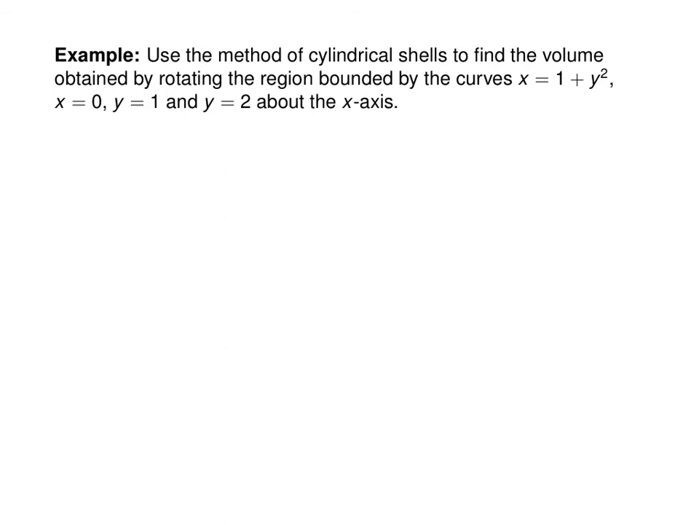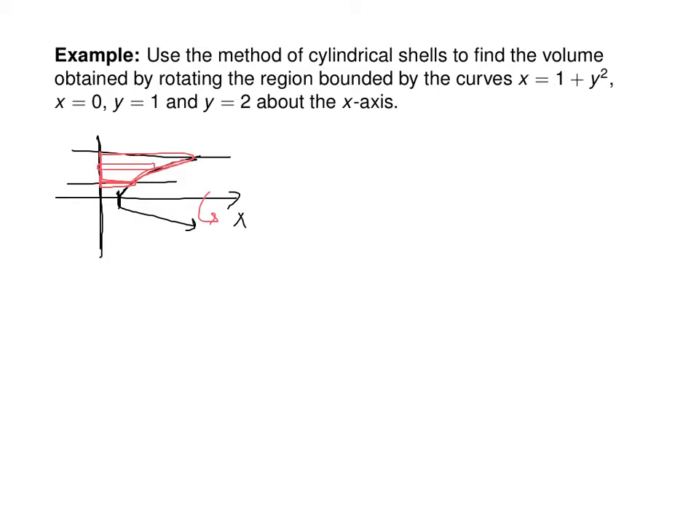Next, suppose we have rotation about the x-axis. So I have the curve x equals 1 plus y squared. So a parabola, a sideways parabola shifted to the right 1. X equals 0, which is the y-axis. Y equals 1, and y equals 2. And I'm rotating this region about the x-axis. So here is my general slice.